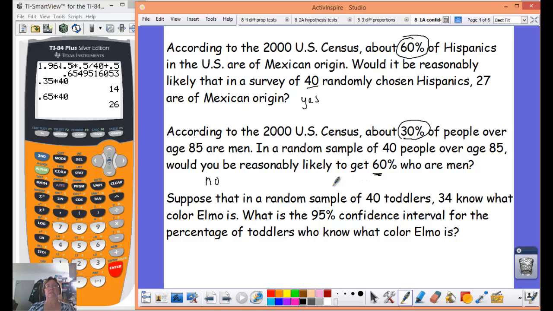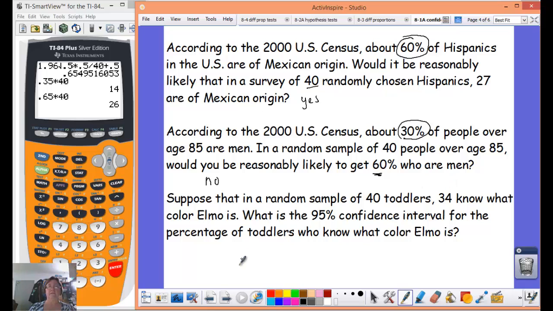Here's our last one, last chance to practice this here. Suppose that in a random sample of 40 toddlers, 34 know what color Elmo is. I do. We want the 95% confidence interval. Well, that's different language, but it's the same thing that we've been talking about. The 95% confidence interval for the percentage of toddlers who know what color Elmo is. This time we have 34 of 40 that we know from a sample.